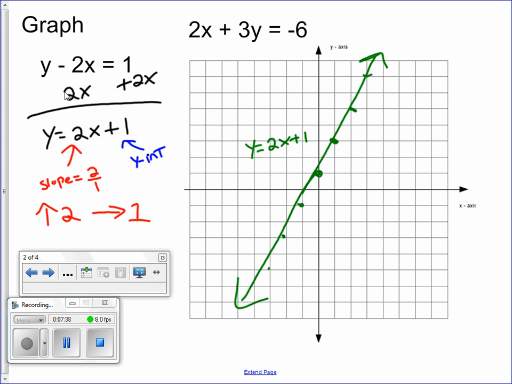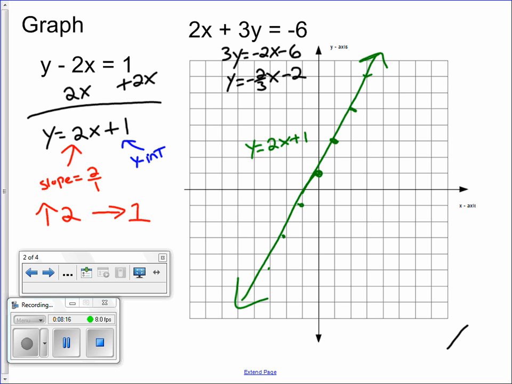Okay, let's try to graph 2x plus 3y equals negative 6. We'll do this one over here. What do I have to do to both sides? Subtract 2x. It gives me 3y equals negative 2x minus 6. Now what do I have to do? Divide by 3. y equals negative 2/3 x minus 2. Dividing 2 by 3, I just write it as a fraction.